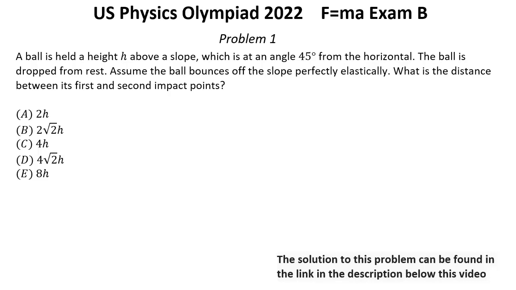US Physics Olympiad, year 2022. F equals MA, first round. Exam B. This year the Olympiad was split into two exams, A and B, and all students could participate in any of these exams. As usual, they were given 75 minutes for 25 problems.